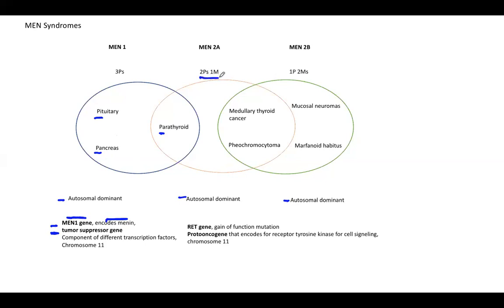MEN2A is two P's and one M. One P is parathyroid and one is pheochromocytoma. There is no pancreas and pituitary here. So parathyroid, pheochromocytoma, and medullary carcinoma of thyroid. Medullary carcinoma of thyroid is a prominent feature of both 2A and 2B. This is very important because this is a very high risk condition, and this happens in almost 95 to 100% of patients, or almost all patients, and this happens at a very young age in MEN2B.